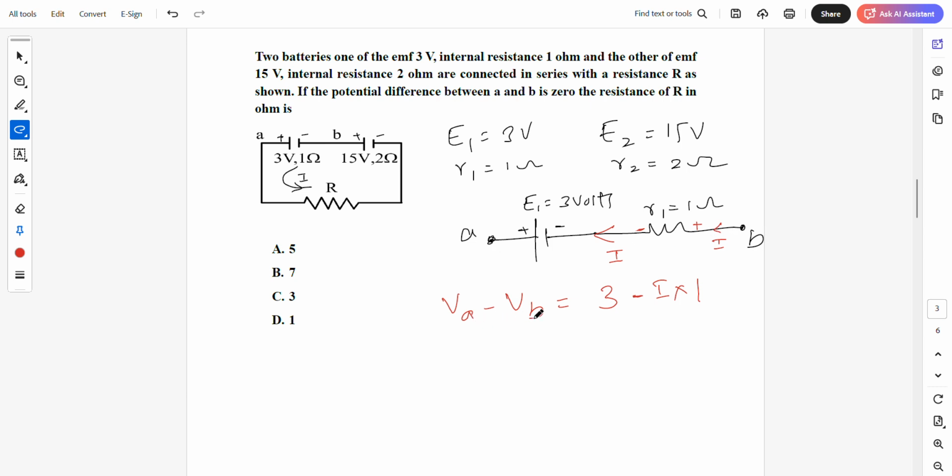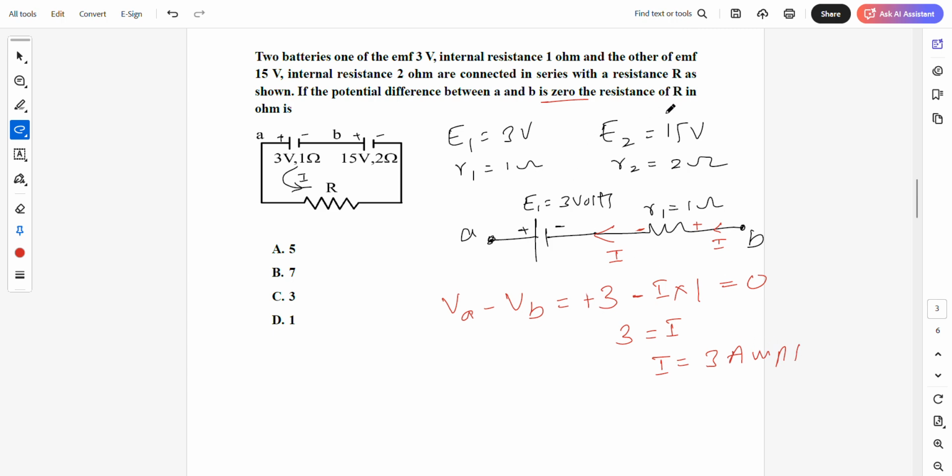If I move from A to B, first what am I getting? Plus 3 volts, and then minus of 1 into I. The whole thing, they have given, is 0. Potential difference between them is 0. So 3 is equal to I. That is, I is equal to how many amperes? 3 amperes of current is flowing here, right?